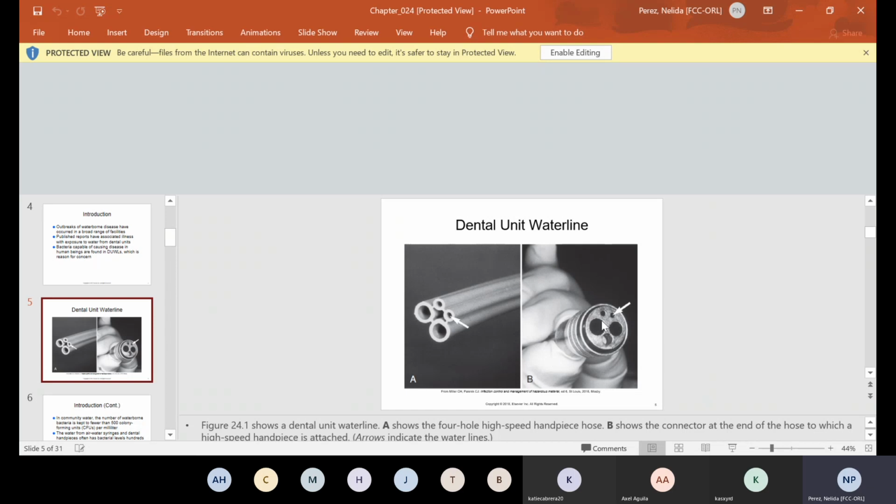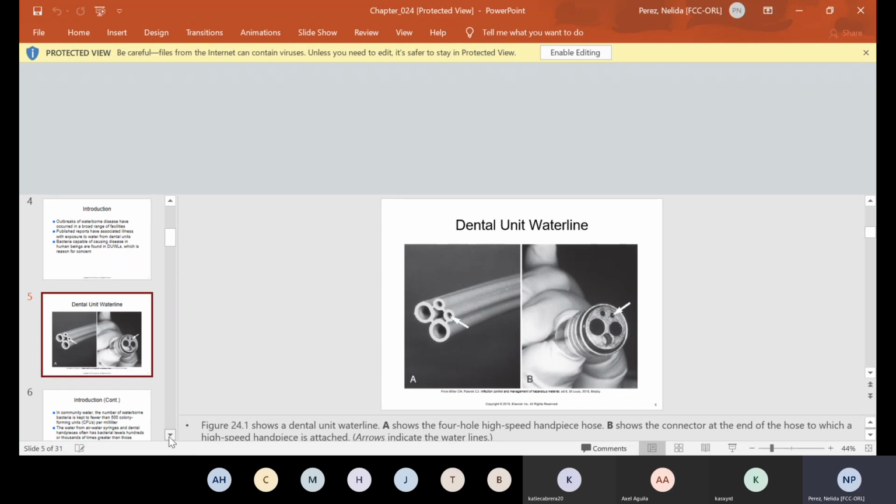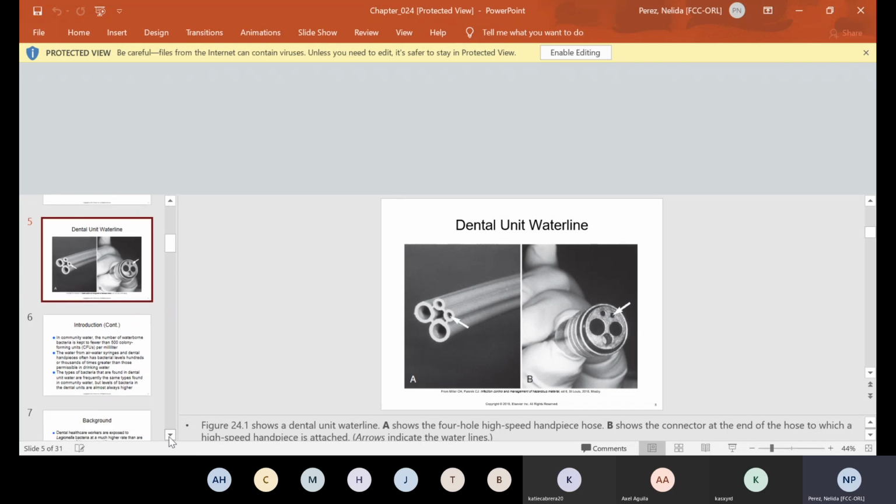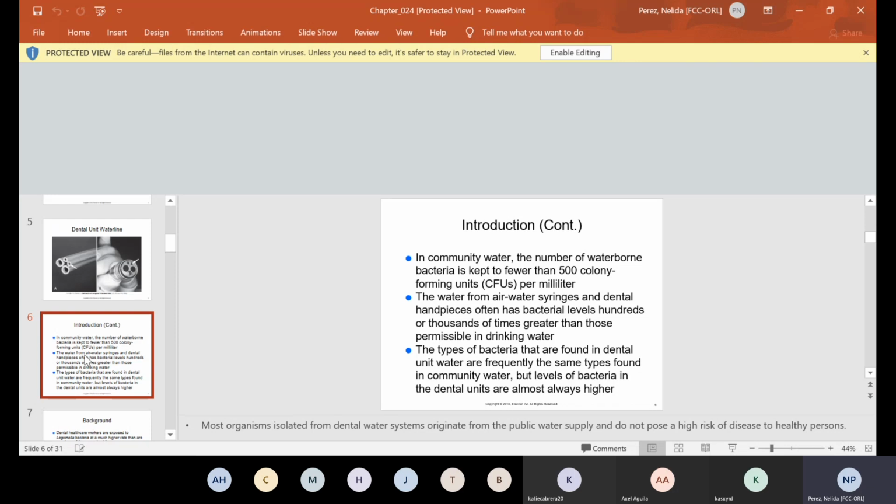This is the picture that I was saying, it is the hose for the dental unit waterline. And this is the connector that we connect the handpiece on. Now, if you see these little arrows, that's where the water line comes out from. And there's something called biofilm that we don't want on our teeth because it causes dental plaque. And so we're going to get a little bit more into that.